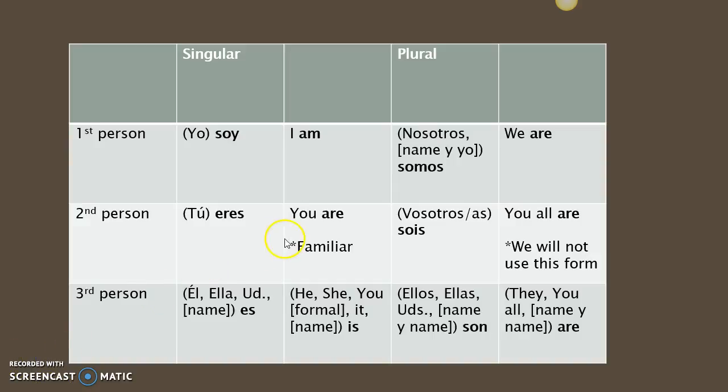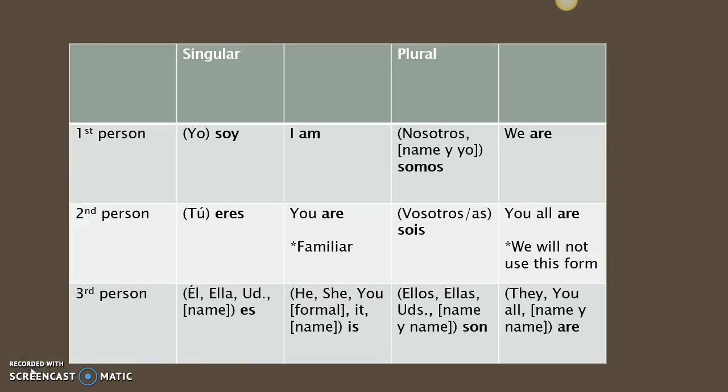The plural first person conjugation of the verb ser is somos. In English, somos means we are. You can use this conjugation of the verb ser with the plural first person subject pronoun nosotros, or with a subject that includes any person's name, yo. We will not use the plural second person conjugation in this course.